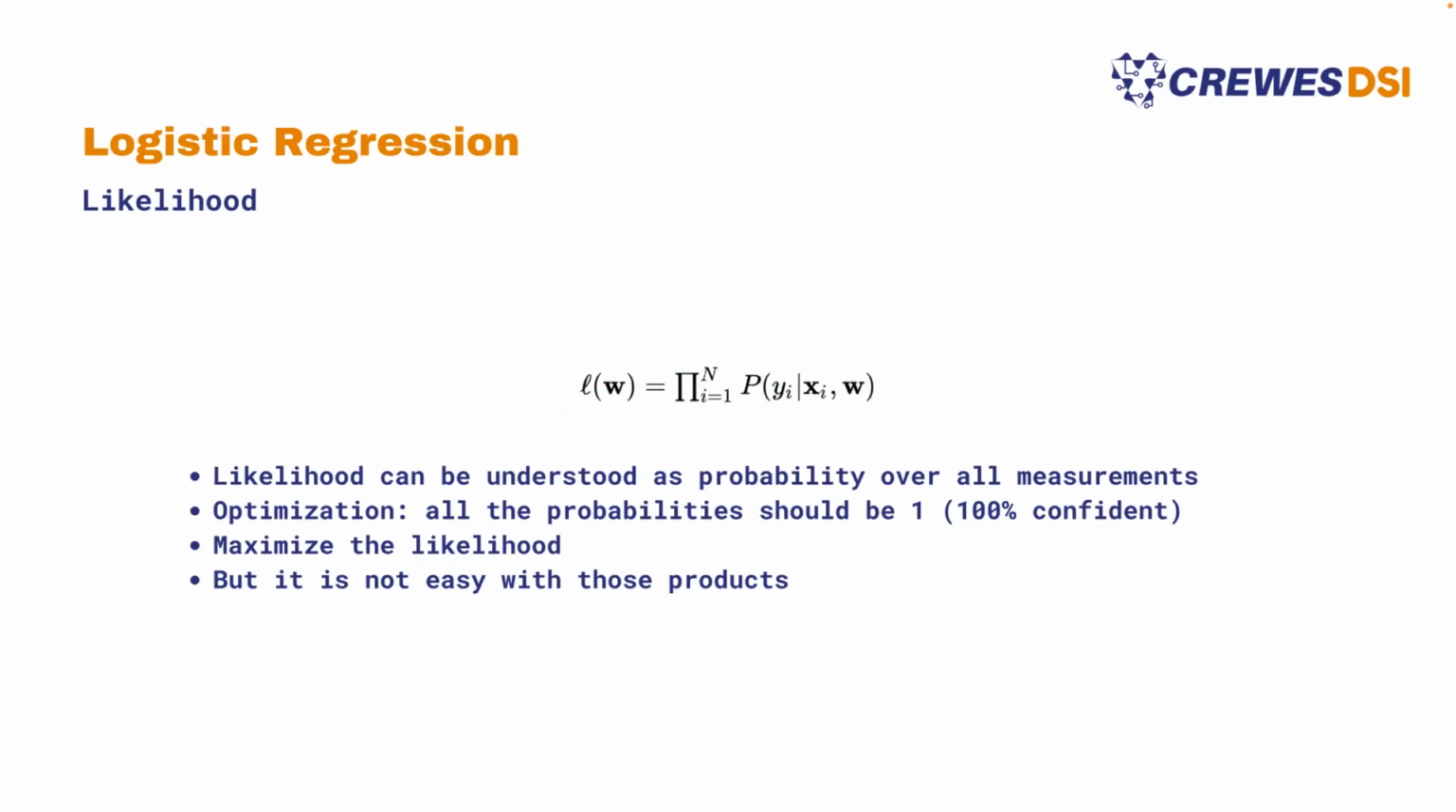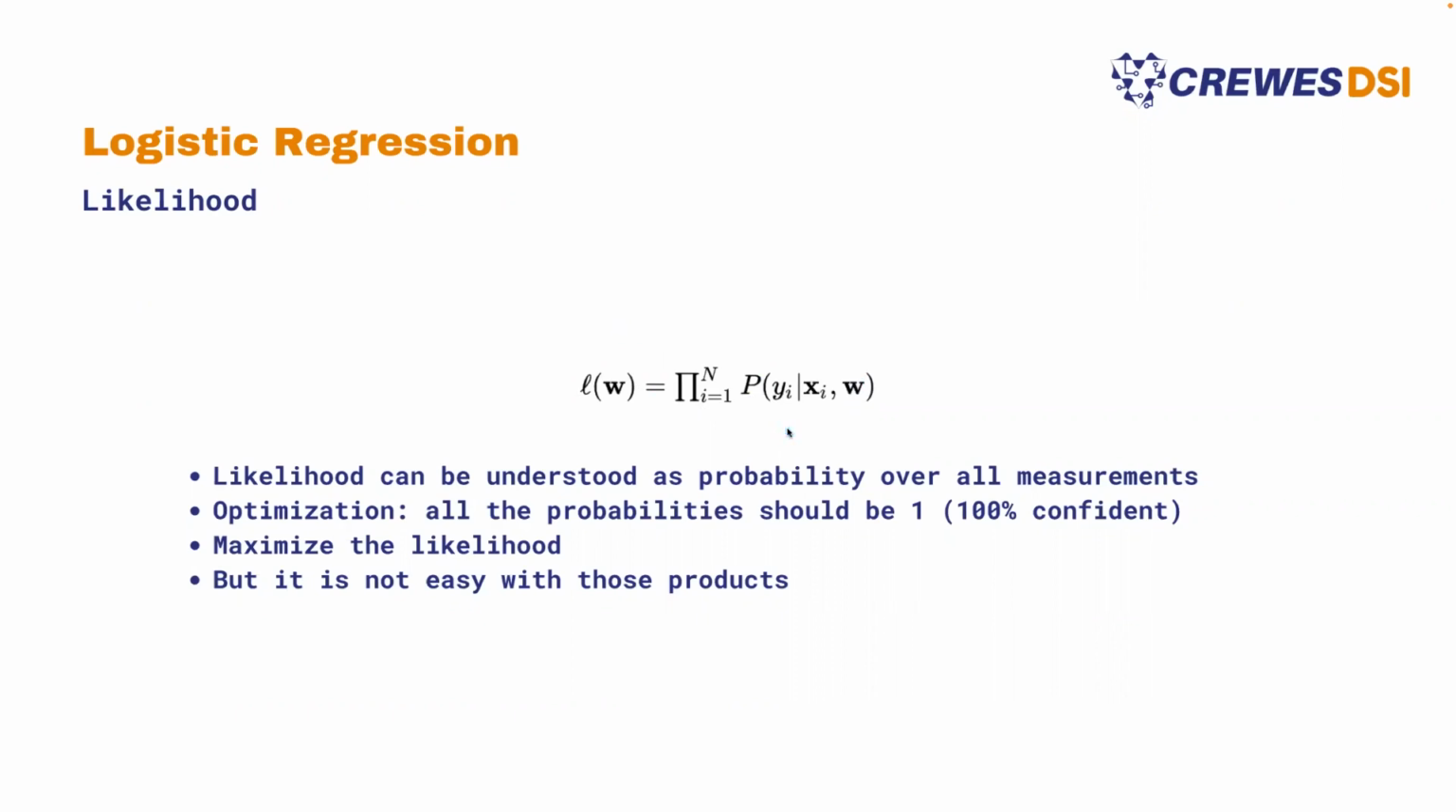So what we want to do is maximize this. The best probability is when this likelihood is one, meaning that all probabilities are one. And to maximize, we need to take the derivative and make it equal zero. However, this is a bunch of products.